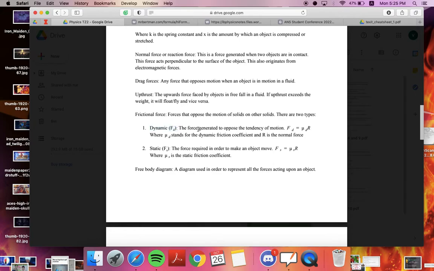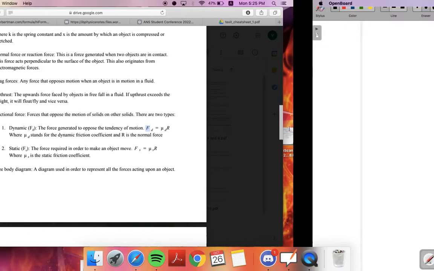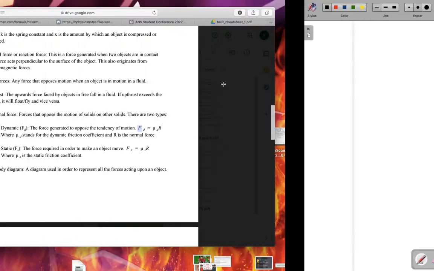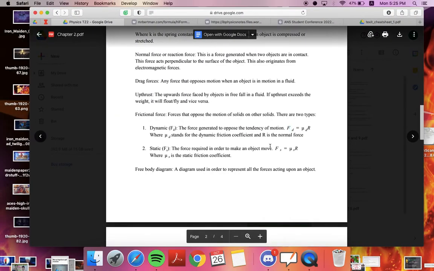You have dynamic friction. This is the force generated to oppose the tendency of motion. So you have a simple formula for this. The dynamic friction force is equal to a constant mu sub k, that's a constant that will be either given to you or you need to find out, times the normal force that acts on an object. So it's entirely dependent on the normal force that is on the object.